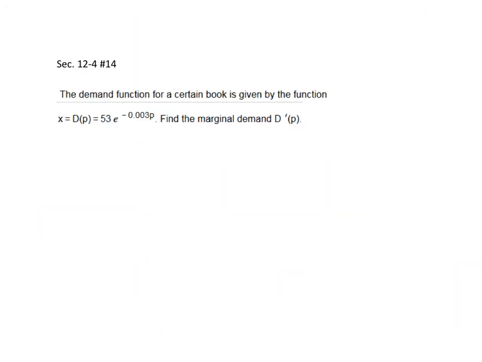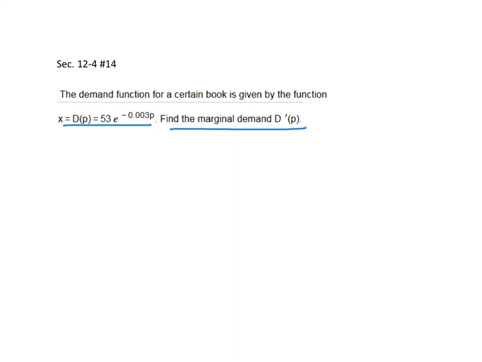This is problem number 14 in section 12.4. It says the demand function for a certain book is given by the function x equals d of p, which is 53 times e raised to the power negative 3 1,000ths times p, and it wants us to find the marginal demand, d prime of p. So all we're actually needing to do here is take the derivative. But again, the power on our e is itself a function, so we'll have to be sure and take the derivative of it as well.